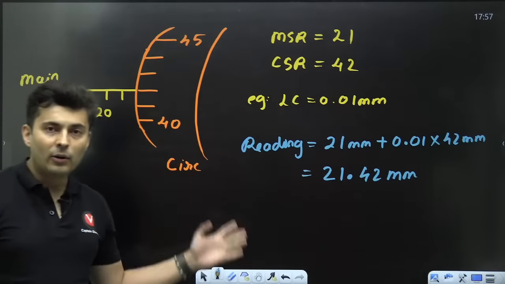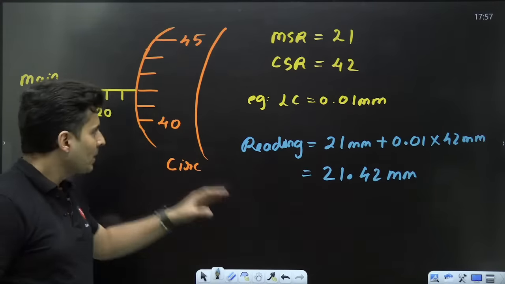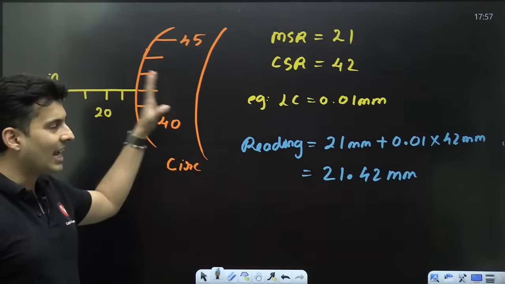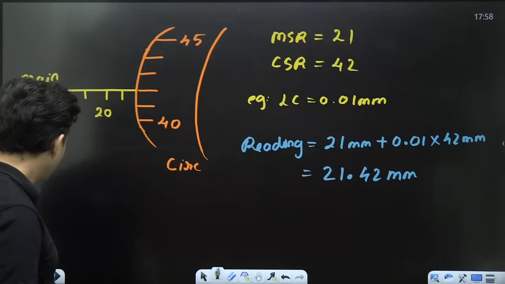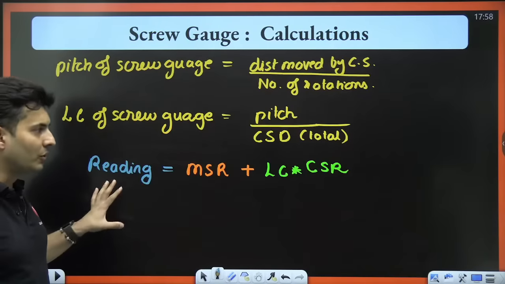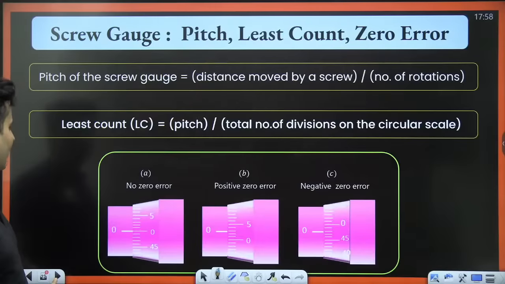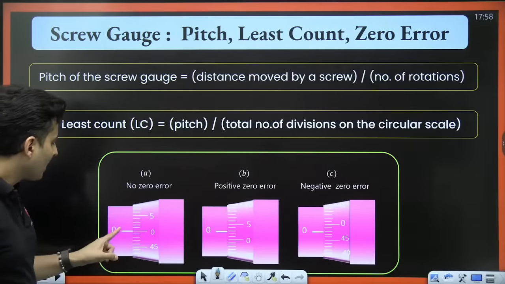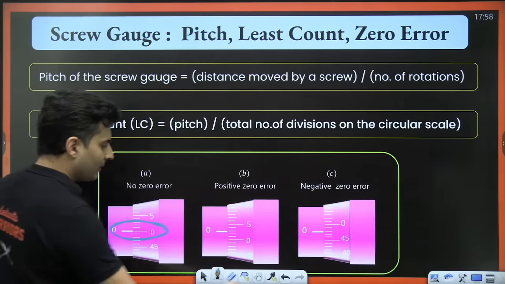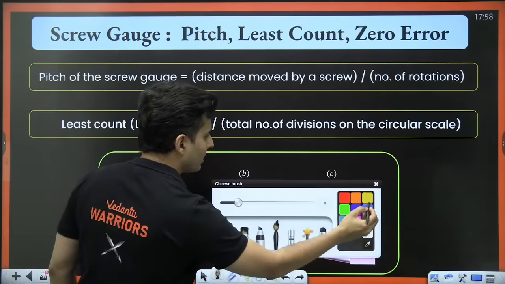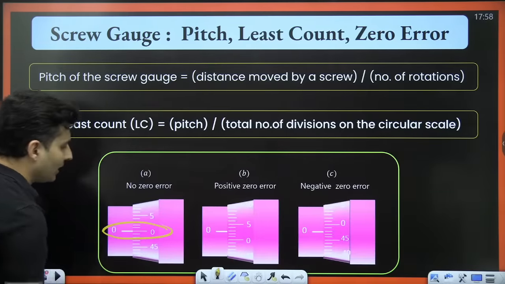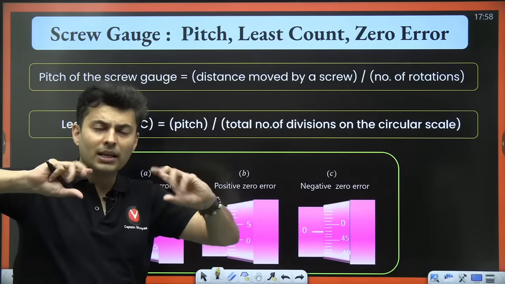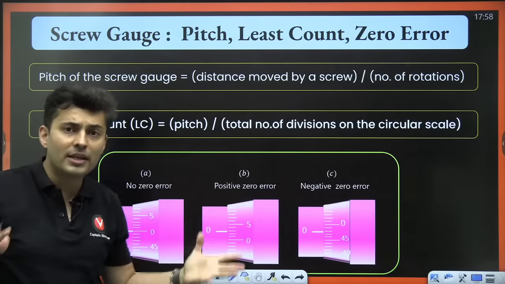Everybody understood how to get the reading of a micrometer screw gauge using the main scale reading and the circular scale reading? Right. So these were the formulas which you should know. Now, one more thing comes over here, and that is the zero error. Just like before, if the zeros just happen to coincide on each other, then there is no error. When nothing is placed in between, the zeros coincide, then there is no zero error.